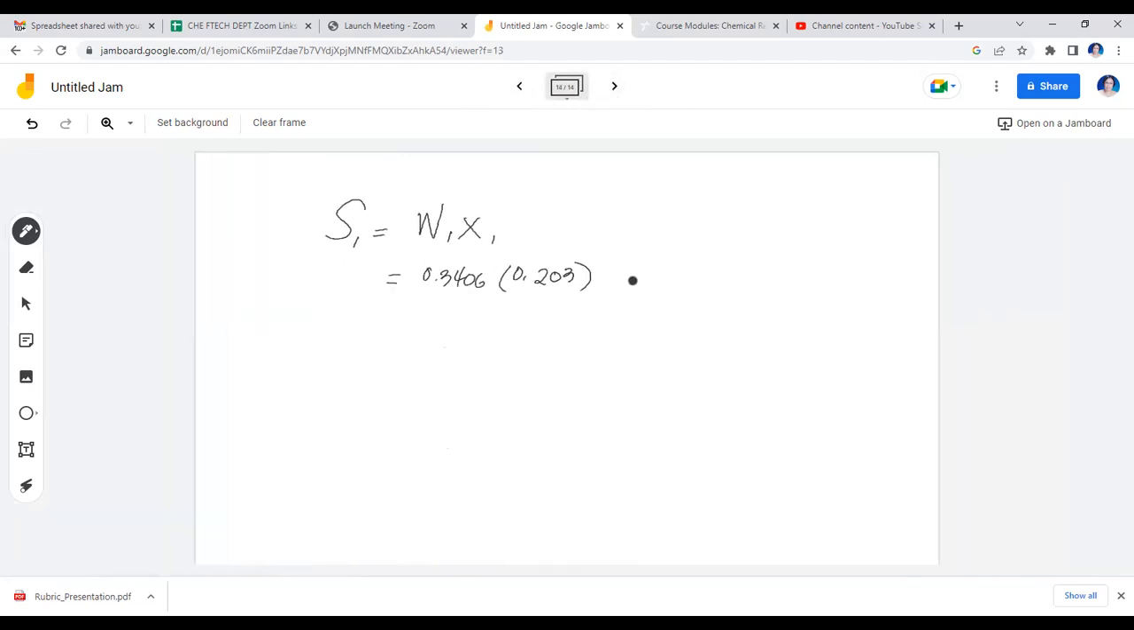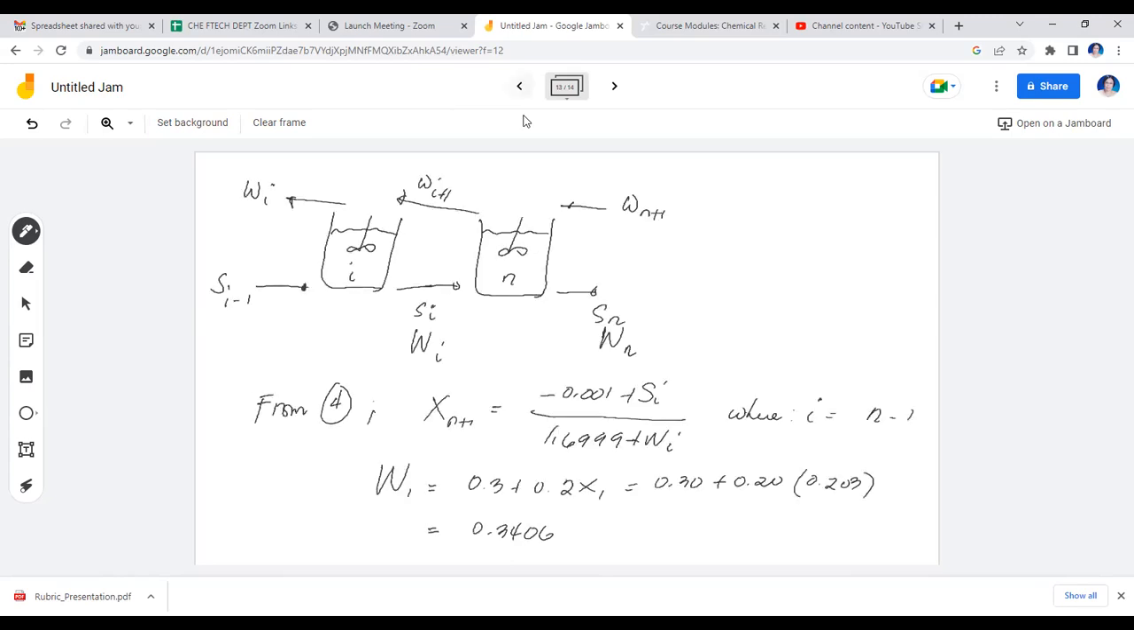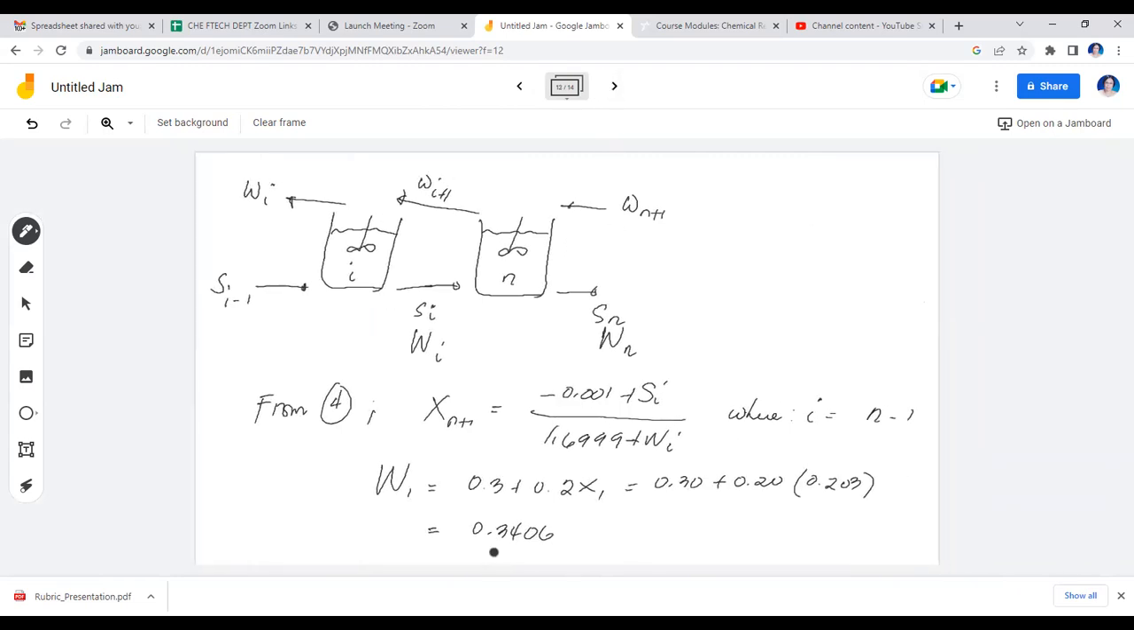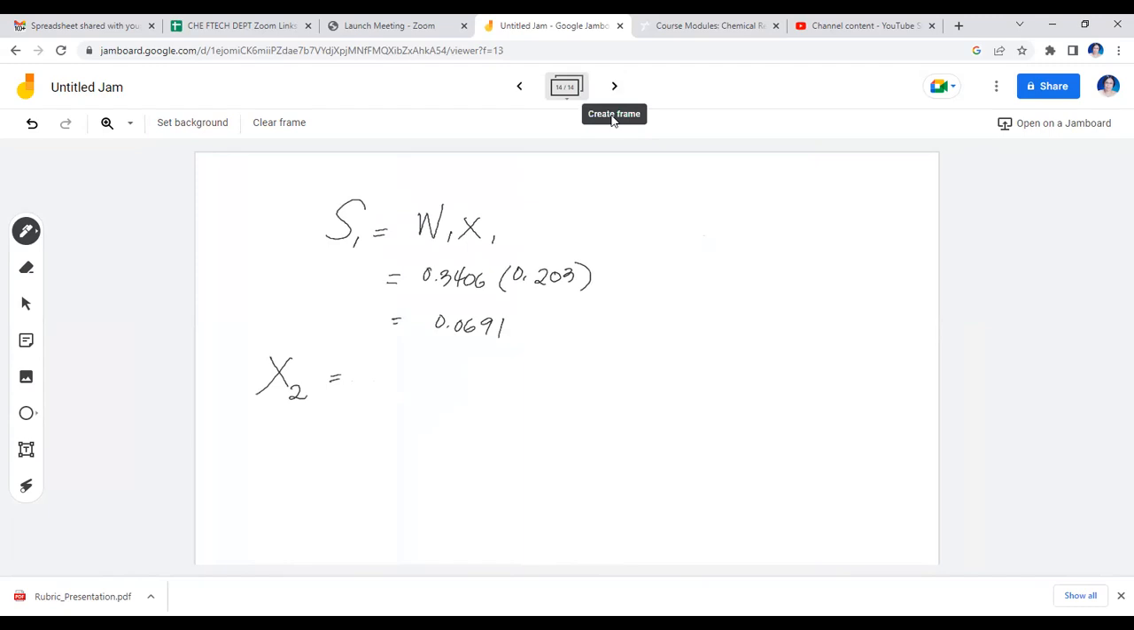So you have this S sub 1 to be equal to 0.0691. This is the solute leaving your thickener 1. So from here, you can solve for x sub 2 now based on the equation that we have. This equation 5 I labeled originally as equation 4. So you have x sub 2 is equal to negative 0.001 plus, this is already S sub 1.